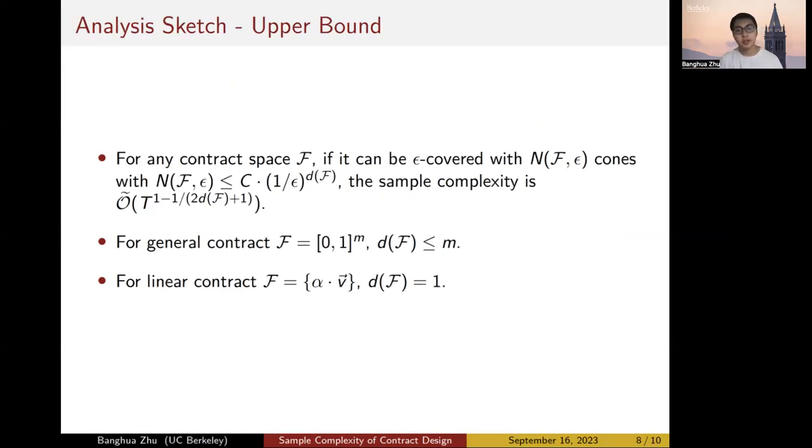So we show that for any contract space F, as long as it can be epsilon covered using the previous method with n cones, and we also assume that this number of cones actually grows exponentially with some hidden dimension d, then the sample complexity we show will be T to the 1 minus 1 over 2d plus 1. For the general contract, we can show that this d is upper bounded by m, which leads to a sample complexity upper bound of T to the 1 minus 1 over 2m plus 1. And for the linear contract case, the dimensionality d is 1, which will give us the tight upper bound T to the 2 over 3.